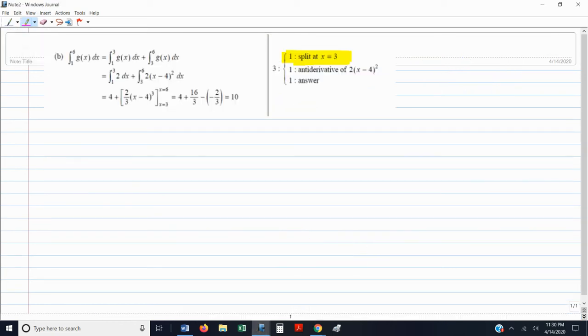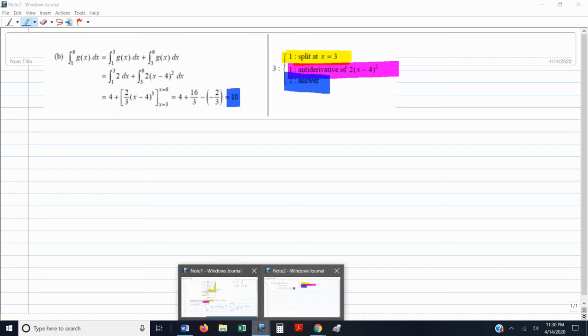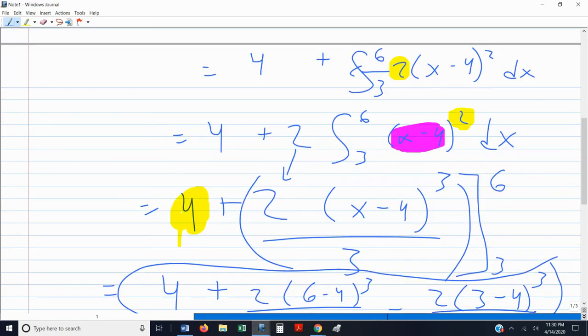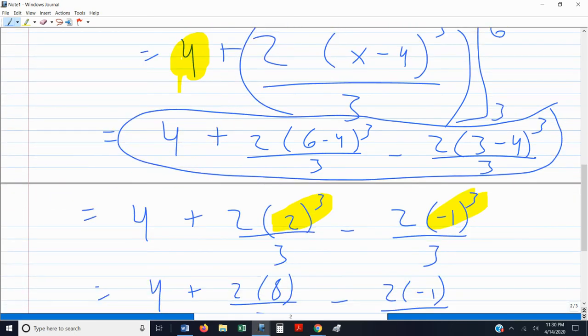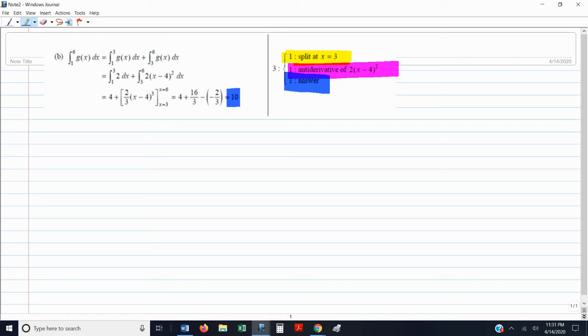The second point is if you knew the antiderivative of that g of x function. And the last point was getting the answer either of 10 or that very unsimplified form, which we circled here. And those are the 3 points. So you can feel free to stop the video here. And then if you are interested in evaluating that integral with u substitution, I'm going to show that now.